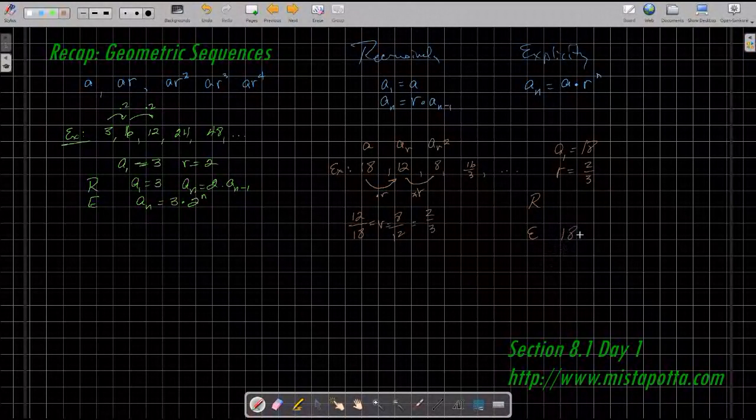I can either say it's 18 times 2/3 to the nth power, or I can say that A1 is 18 and A sub n is 2/3 of A sub n minus 1. So again, we can look at both of these arithmetic and geometric sequences either by looking at them from a recursive standpoint or looking at them from an explicit standpoint.